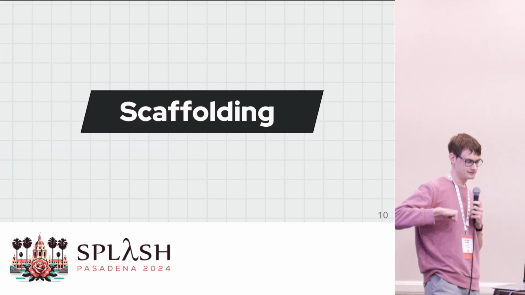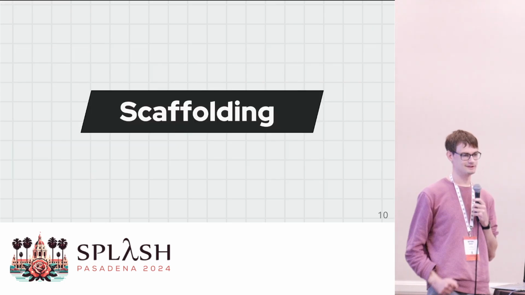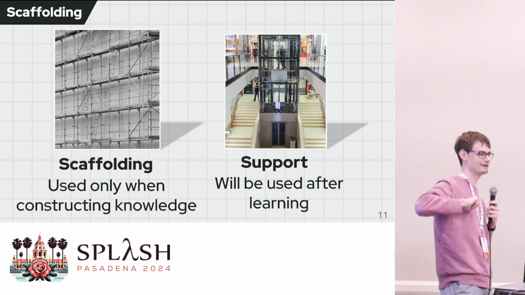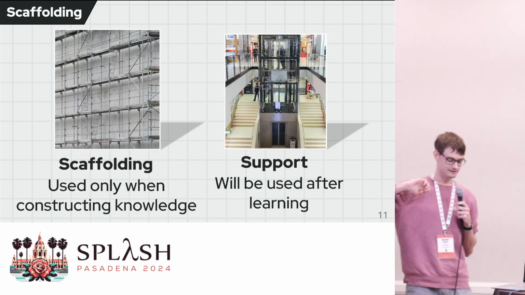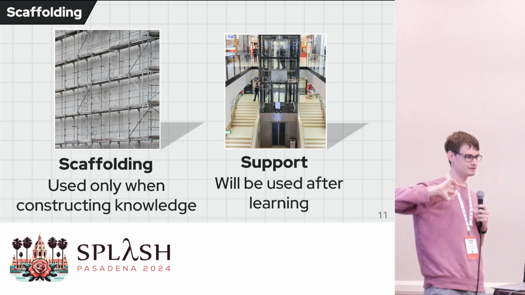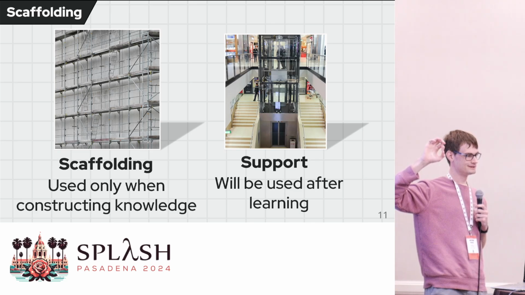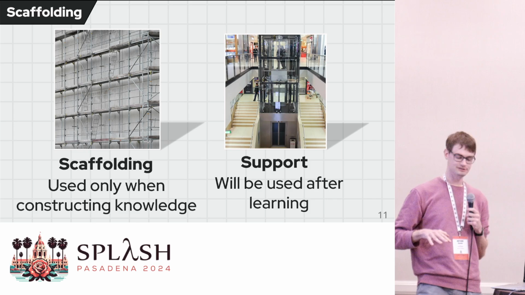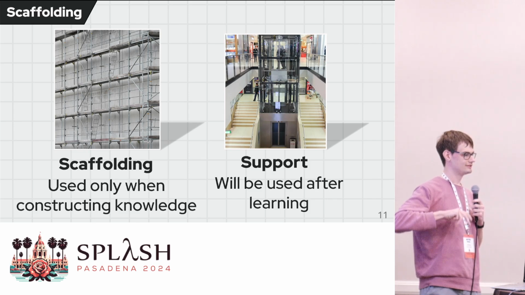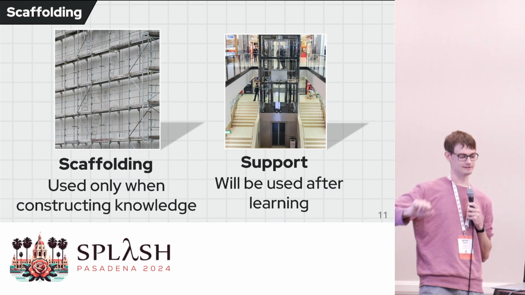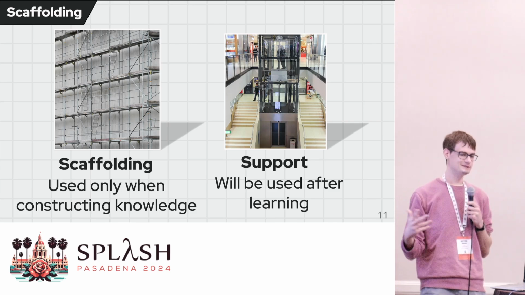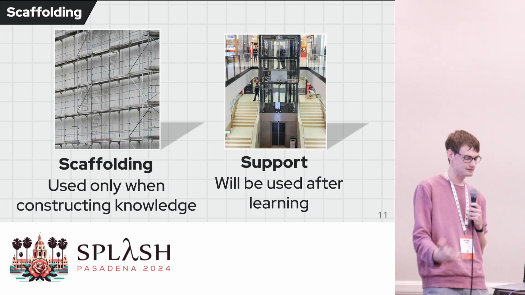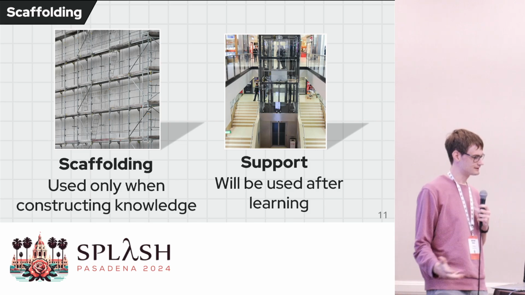The second aspect I want to talk about is scaffolding. Scaffolding is a term from learning theory, and I'll use it very specifically. Scaffolding is something that helps you construct knowledge, but at the end of building the knowledge, you have to take the scaffolding down. So it's different to a support, in that if you're using a support while learning, you can expect to use that support later on. Whereas with scaffolding, by the end of the class, you need to be able to not use the scaffolding as such.